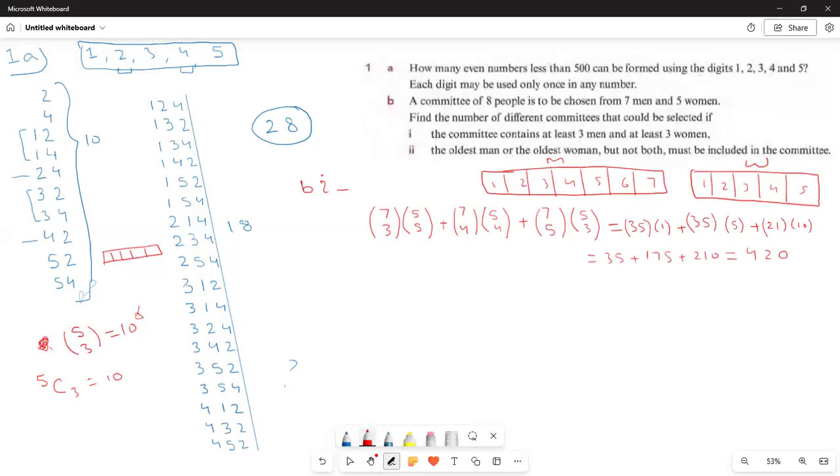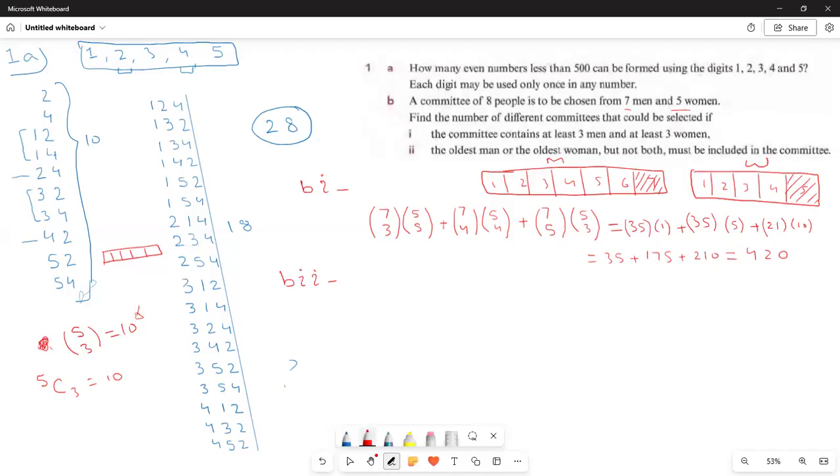Okay, now let's do the last question, B2. Okay, again, we have to make a committee of 8 people from 7 men and 5 women. But this time, the oldest man or the oldest woman, but not both, must be included in the committee. Okay, so let's assume that the seventh man was the oldest here. And the fifth woman is the oldest here. Now we have no restriction of having at least 3 men or 3 women, but we have the restriction that we have to include the oldest man or the oldest woman, but not both.